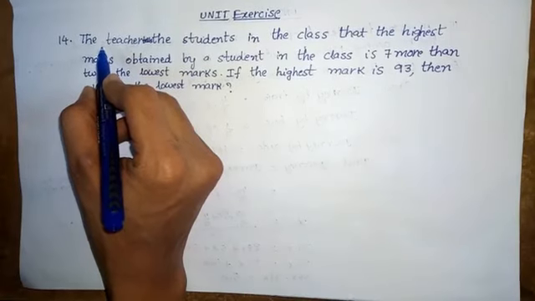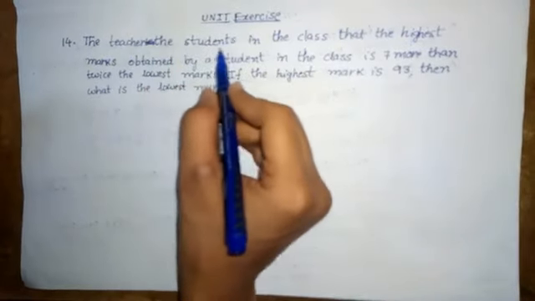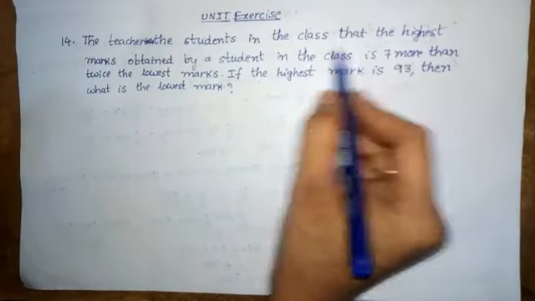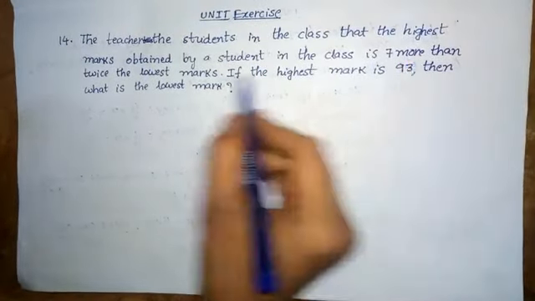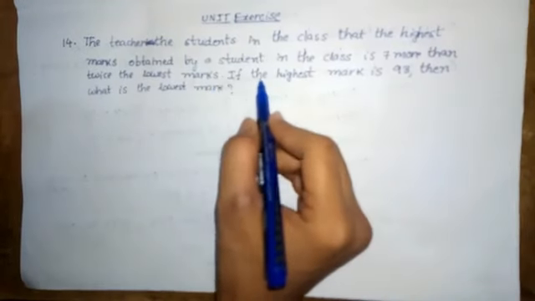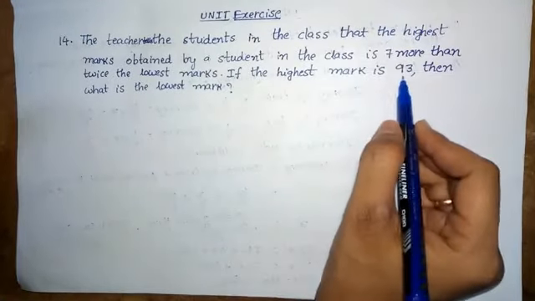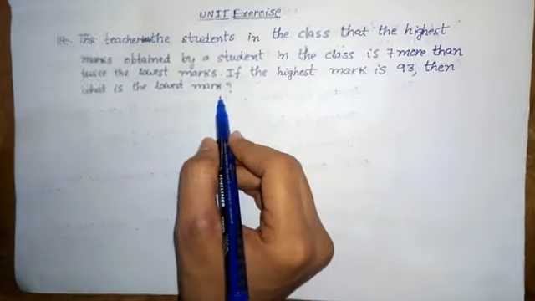Next problem, 14th. The teacher tells the students in the class that the highest marks obtained by a student in a class is 7 marks more than twice the lowest marks. If the highest mark is 93, then what is the lowest mark?